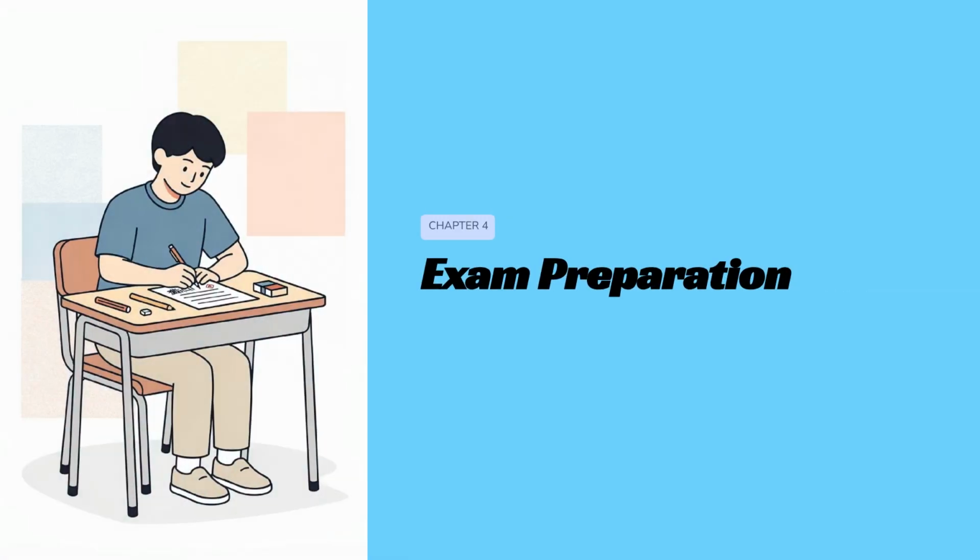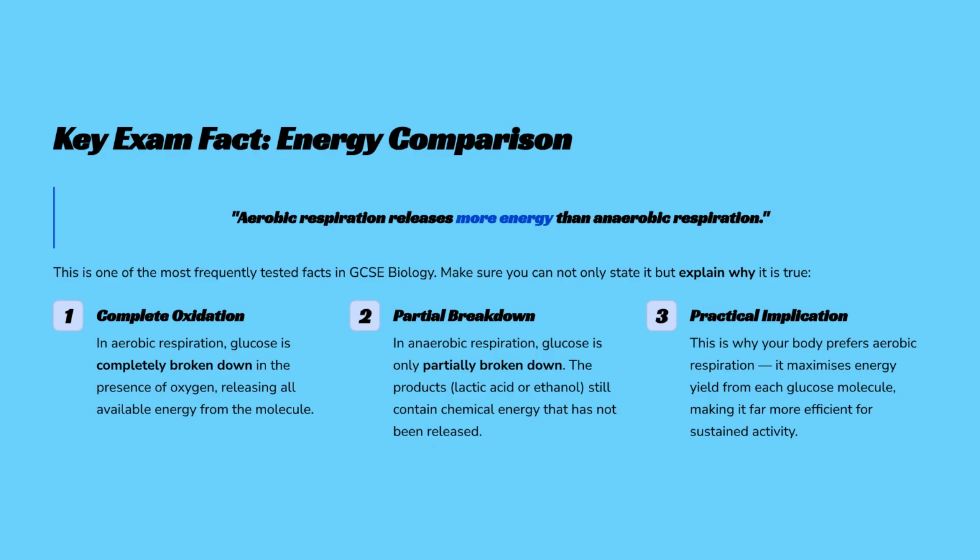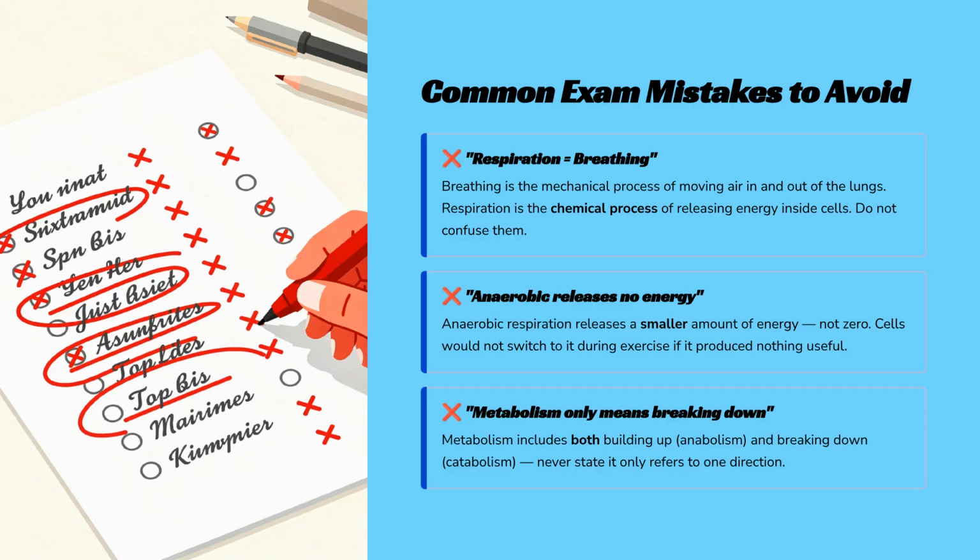Now let's focus on exam preparation, covering the key facts and common pitfalls you should avoid to secure the best possible marks. Remember, aerobic respiration is more efficient because it fully oxidizes glucose. Anaerobic respiration is only a partial breakdown, leaving energy in the products. Avoid these common mistakes. Don't confuse breathing with respiration. Remember that anaerobic processes still release energy, and know that metabolism involves both building and breaking down.